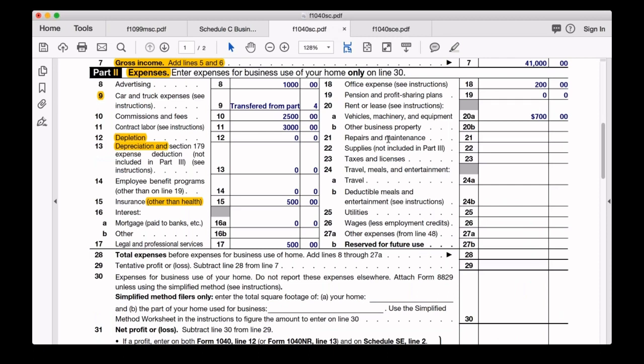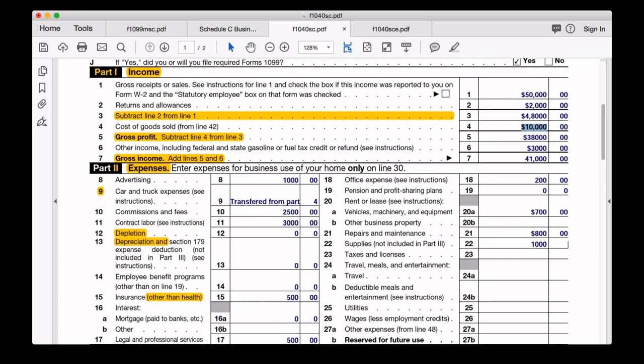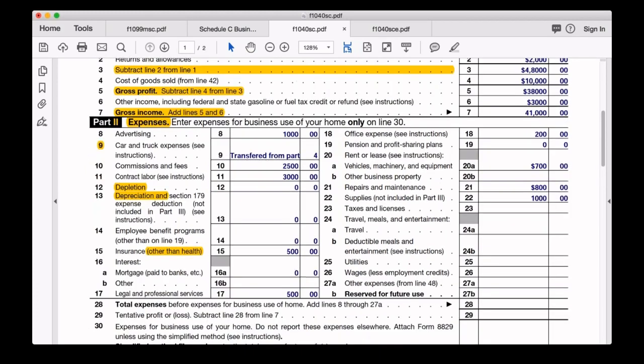All right, so let's go to line 21, and line 21 is repairs and maintenance. So I had to fix the truck. The truck broke down, and that cost me $800. So I spend $800 to fix the truck. And supplies, I have a catering business, so of course I need supplies. Throughout the year I spend, and I'm not talking about food and beverages. Remember, I already claimed the food and beverages here. This is supplies like maybe paper to-go stuff and cups and all of that stuff. So let's go back to supplies, $1,000.